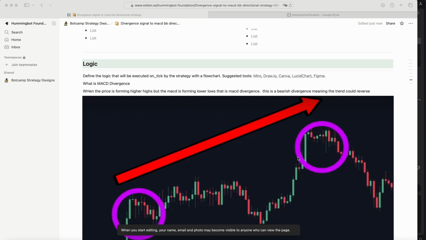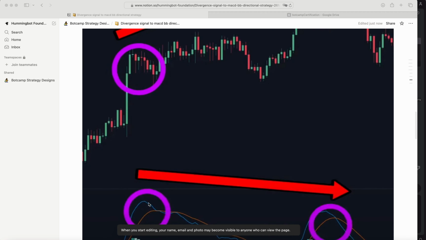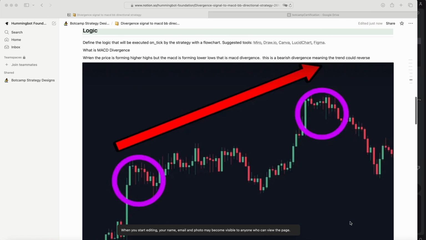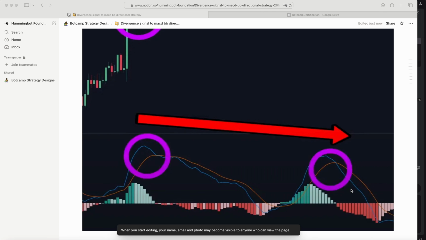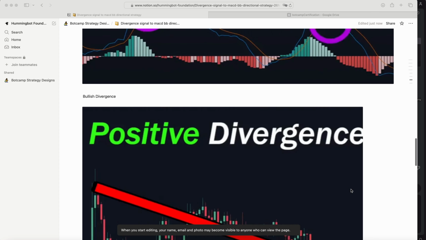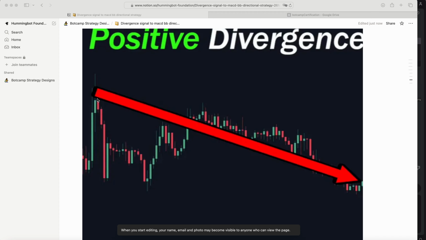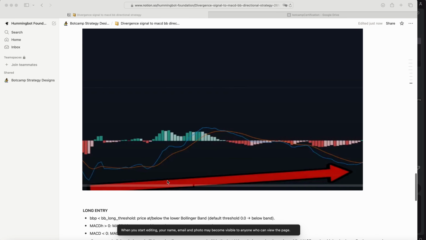So the logic is that when the price forms higher highs but the indicator forms lower highs, this is considered a bearish divergence, meaning the trend could reverse. So the trend is going up, but the MACD is actually going down, so it could be a reversal. Similarly, a bullish divergence is where the price forms lower lows and the MACD forms higher lows. So the price seems to be going down, but the indicator is going up, so it could indicate a reversal.